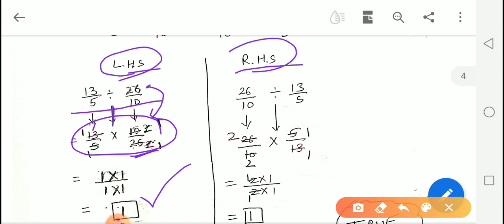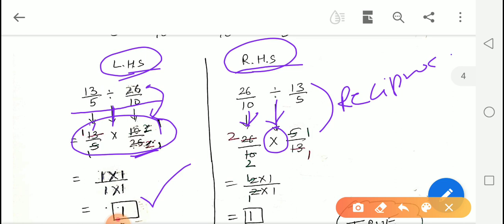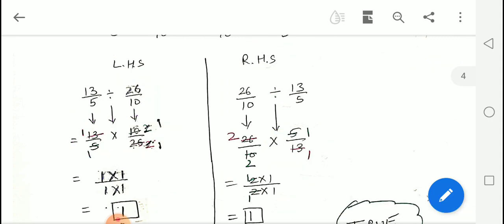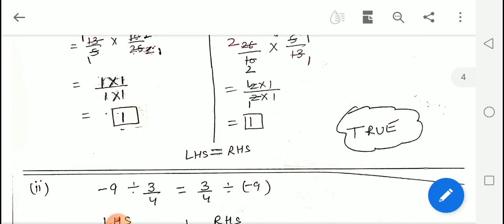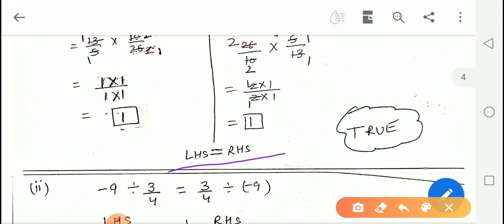Now let us do the right hand side. Here we will copy down the first number as it is. This division sign is converted into multiplication, and here we will take the reciprocal. Now we will do the cancelling like this, and we will get 1 as the answer. Here the left hand side is equal to the right hand side, so this statement is true.